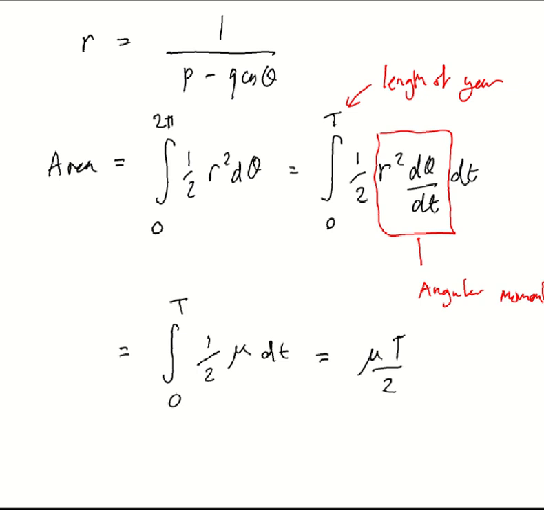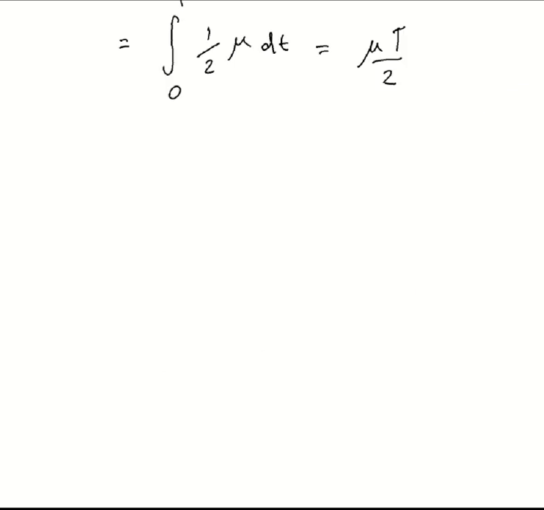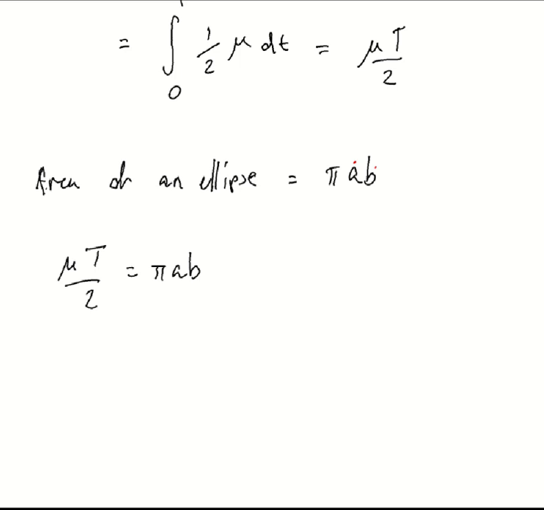That's not all, because we know the area of an ellipse is equal to pi a b. Remember, that's your semi-minor axis and semi-major axis. So what we know is that mu t over 2 is equal to pi a b. And so essentially our task now is just to work out what the semi-major and semi-minor axes are.